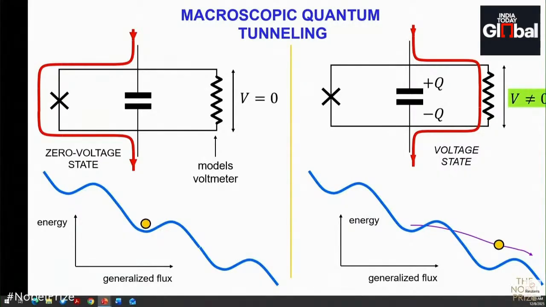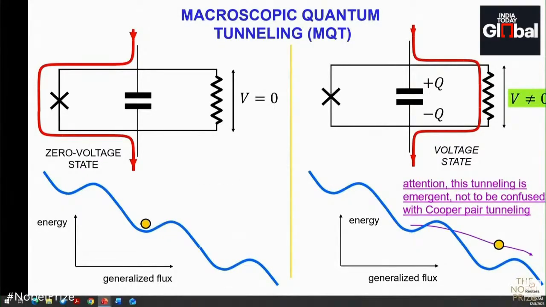And why do we produce a voltage? Well, you see, as soon as the particle escapes, it rolls down this tilted potential, it picks up speed, and speed in our language is voltage. So by detecting this pulse of voltage, we know that the whole circuit has changed state. And this is the macroscopic equivalent of alpha decay.